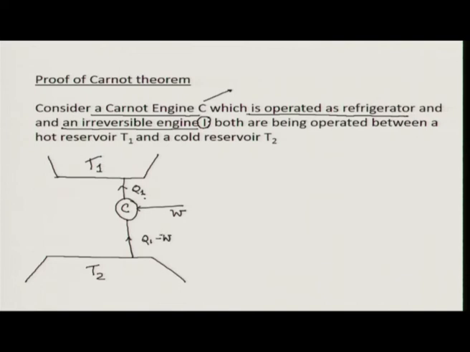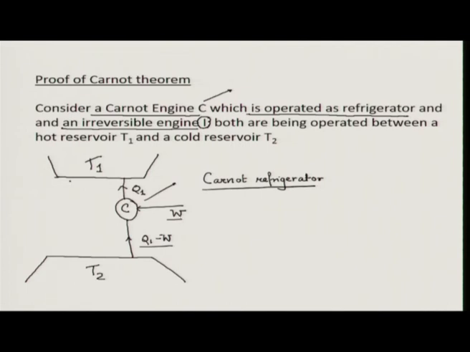So this is a Carnot refrigerator. Well, what does it do? It absorbs this amount of heat from the cold reservoir, which is Q1 minus W. W amount of work is being done on it, and it dumps Q1 amount of heat to the hot reservoir, which is at temperature T1.